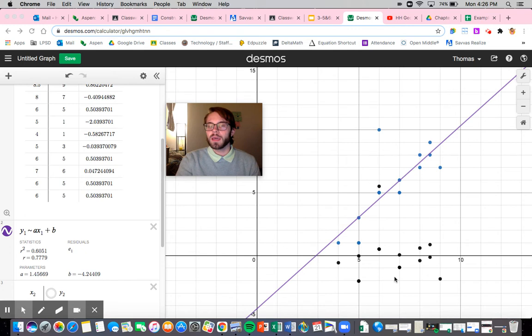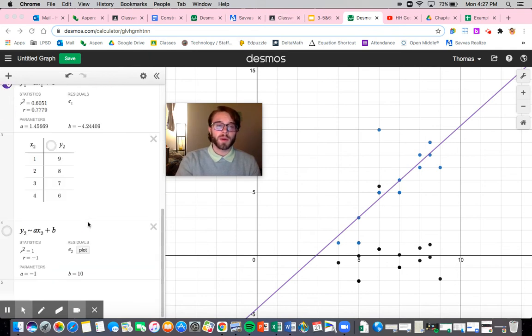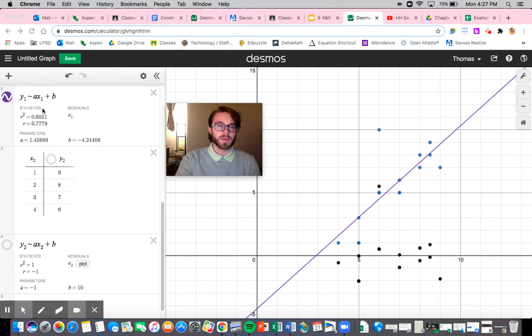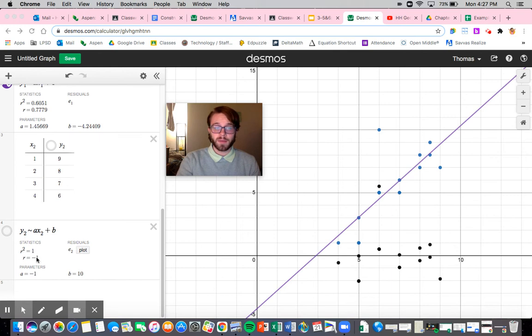But ultimately, this is a good fit, right? It's not clearly obvious that there's a different pattern going on with the residuals. So that's all we're looking for in terms of the residuals, all right? Now, we're almost done. Oh, one more thing to talk about, by the way. Ultimately, as you can see, this is a 0.7779 R value. So this is a pretty strong positive correlation. This one, see how it's -1? That means it's perfectly fit by a line.